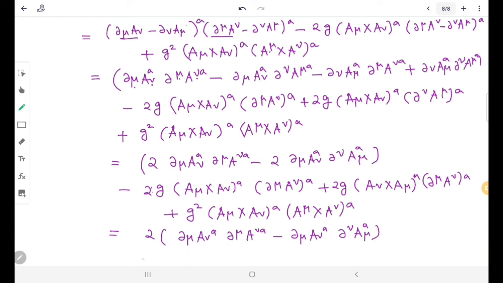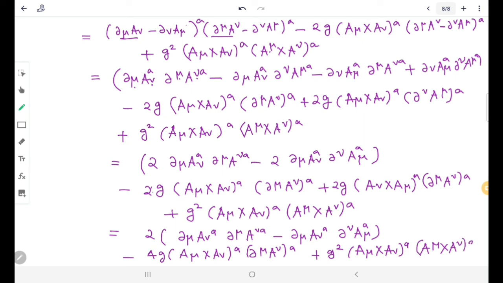And the last term will be, okay, so here you see this is a cross product. So if we interchange the indices, it will actually lead to a negative answer. So it will be actually 4g and A mu cross A nu and A, and partial mu and A nu of A, and the last term will be plus g square A mu cross A nu and A mu cross A nu and A. Okay, so now the deal is done.